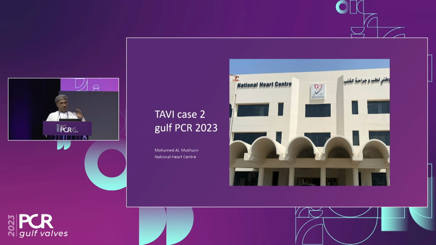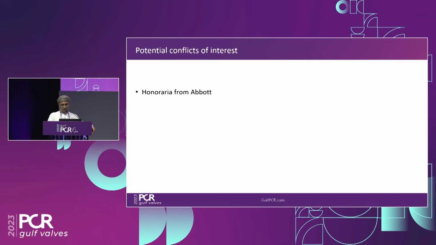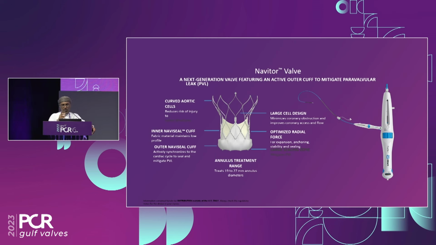Okay, the second case. This is just to introduce the system to you. The Navitor valve has the NaviSeal, as Dr. Fadi said, just to mitigate the PVL. The cells are large to protect the coronaries, and the delivery system is very flexible, and you can negotiate through different anatomies without any problem. This is the knob which I was talking about. It pops up when you are at 80% of deployment.